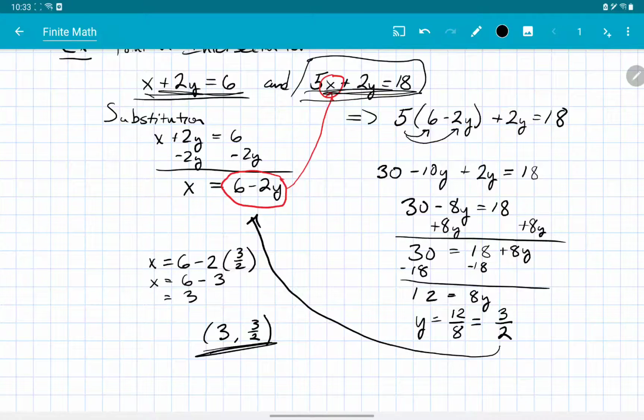So 5 times 3 is 15. 2 times 3/2 is 3. 15 plus 3 is 18. So it works.